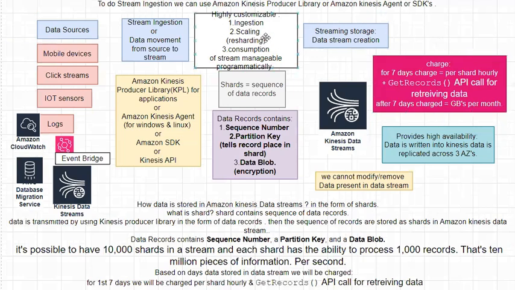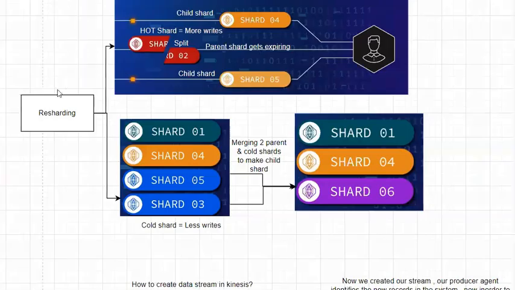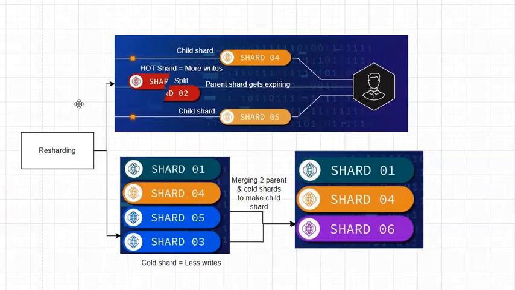Let's move back to scaling or resharding. What is the need to do this resharding? There are actually two needs. The first is hot shards. Hot shards indicate a large number of writes and reads performed on that shard. Since that shard is highly utilized, we call it a hot shard.